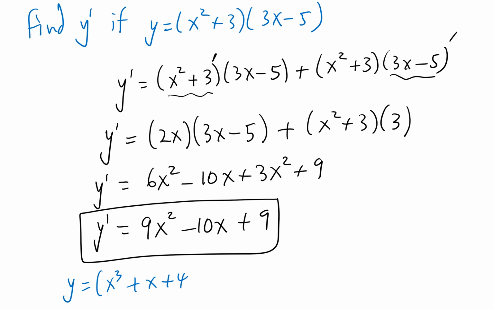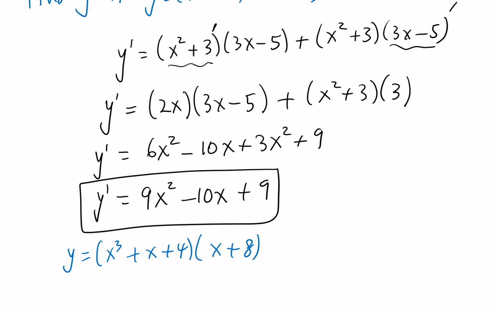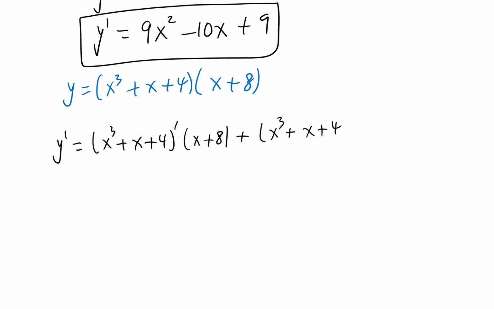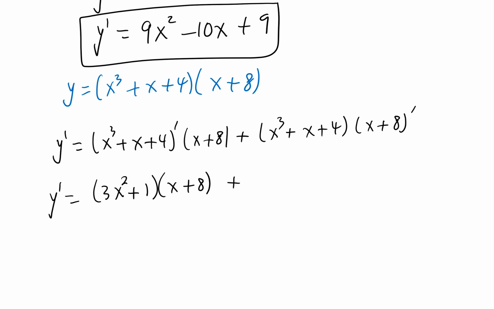I'm going to write another one and you try this. Try it on your own. So this one, we do the same thing as we did the previous one, y prime. We put the derivative on the first one times the second, plus keep the first one the same times the derivative of the next one. So y prime equals, this one is 3x squared plus 1, and keep this the same. Keep this the same. The derivative of this one is 1 plus 0, 1.